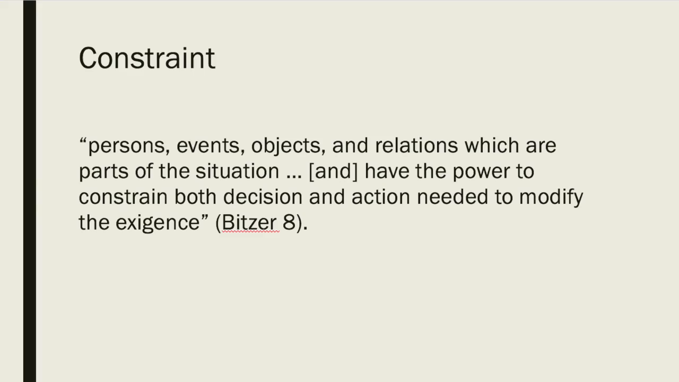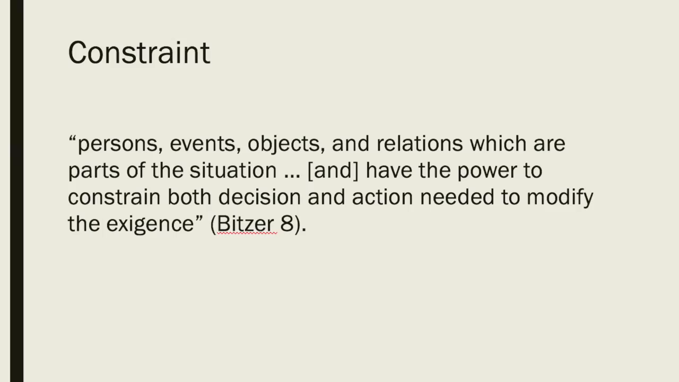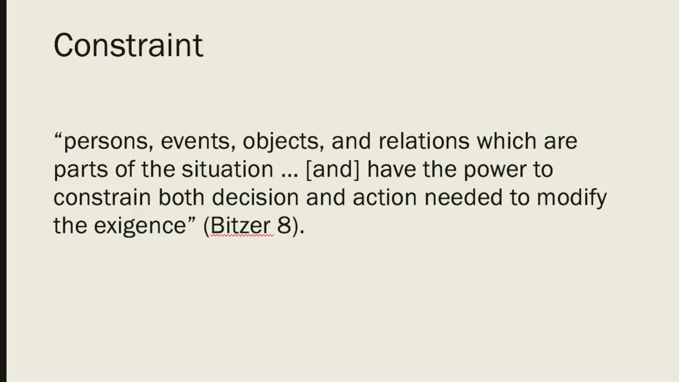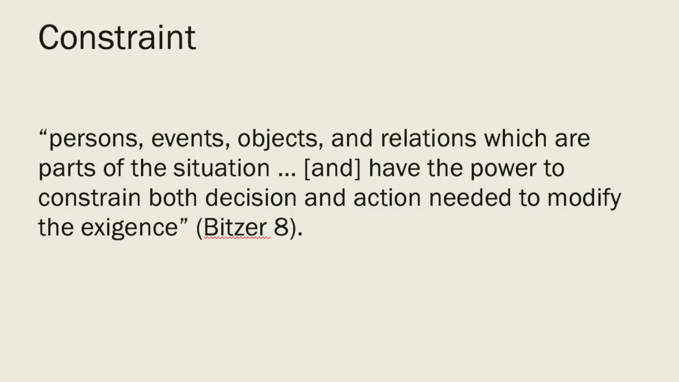Finally, constraints are those things that limit the audience from acting upon the exigence. Constraints can come from the speaker, so maybe the speaker has a particular reputation that doesn't make that speaker persuasive. Constraints can come from the audience. Maybe the audience is tired. Maybe the audience already has a set of entrenched beliefs. So those are the three parts of Bitzer's rhetorical situation.